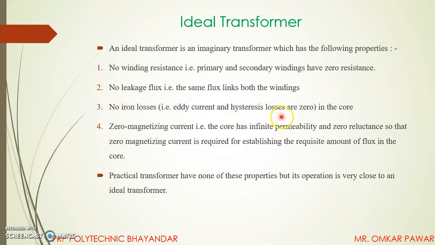There will also be no iron loss, that is, eddy current and hysteresis losses are assumed to be zero in the core, and zero magnetizing current, that is, the core has infinite permeability and zero reluctance, so zero magnetizing current is required for establishing the requisite amount of flux in the core. A practical transformer has none of these properties, but its operation is very close to an ideal transformer.